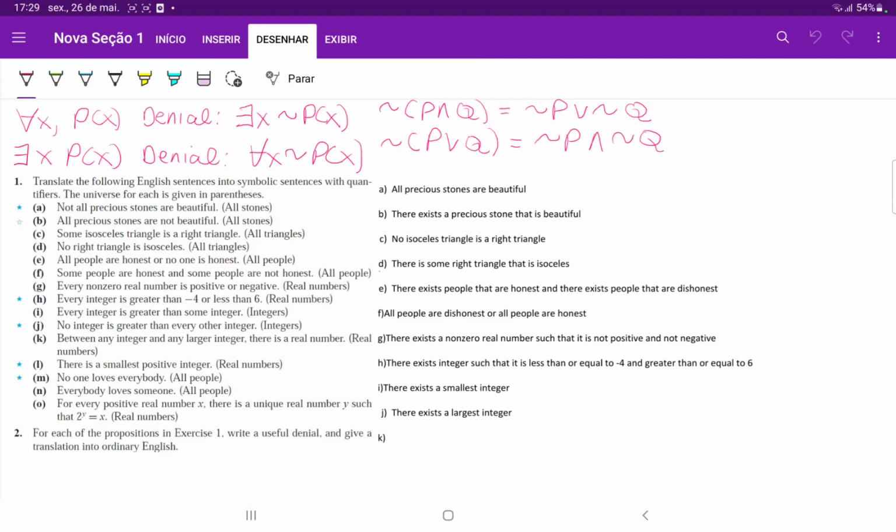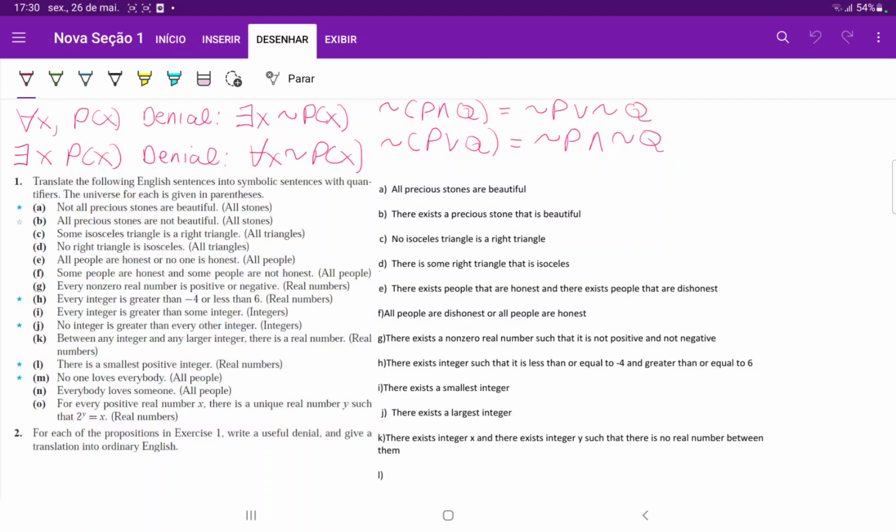For K, we have between any integer and any larger integer, there is a real number. So the denial is, because any is universal, so we're going to use the existential, right? So we're going to say there exists an integer x, and there exists an integer y such that there is no real number between them. We did K, and now we have to do L.